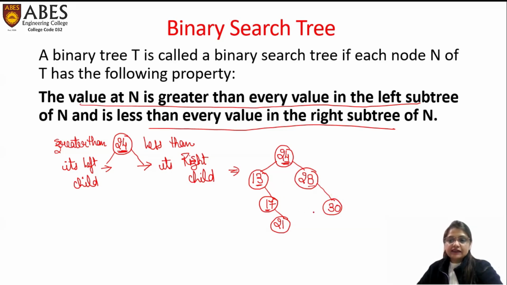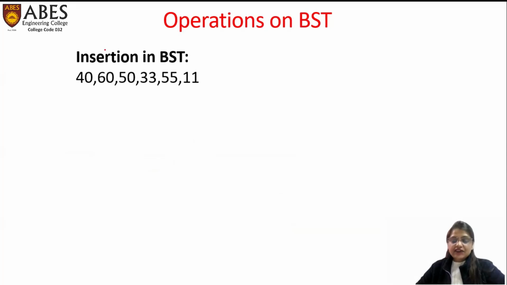Okay, let us consider another example. We have to perform the insertion in a binary search tree, and these are the data items which need to be inserted into the binary tree. We will assume the first data item as a root node. The very first node will be considered as the root node.